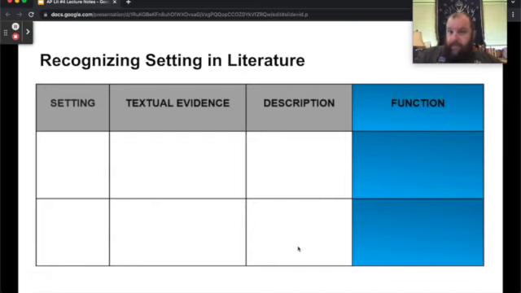Then a description. Okay, here's what's going on with the evidence that I just provided. And then, that's all pointing towards this blue column, which is the function. What is the point? If a story takes place in spring, who cares, right? Why does that actually matter? And that's where we're trying to get to, all right?